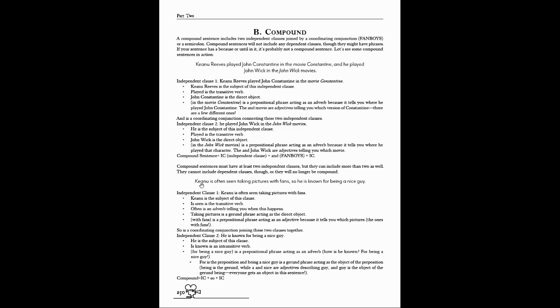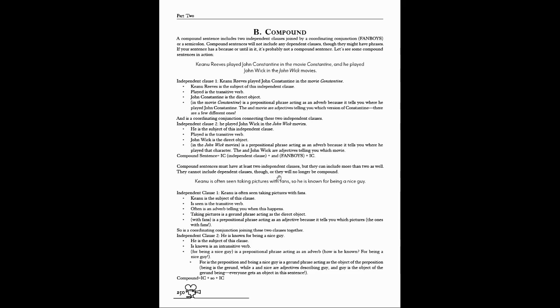Now, if we look at the second one on the page, we have Keanu is often seen taking pictures with fans, so he is known for being a nice guy. So let's look at this one. We have Keanu is seen taking pictures. So that's my first independent clause. Keanu is seen, is seen is my verb, and then seen what? Taking pictures is my gerund phrase, but it's acting as the direct object. It's the thing he's seen doing. And then often is an adverb telling me when. When does it happen? It happens often. And then with fans tells me what kind of pictures. Pictures with fans.